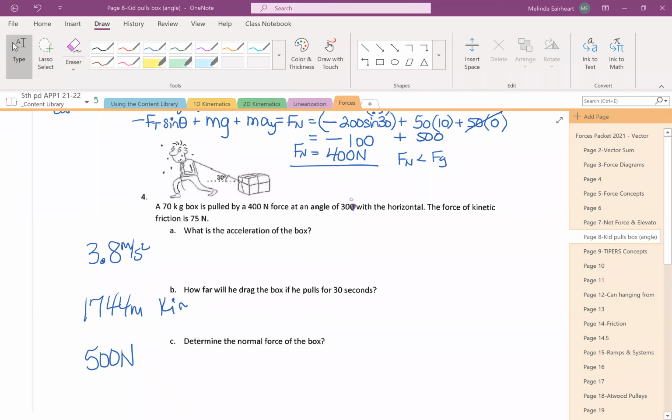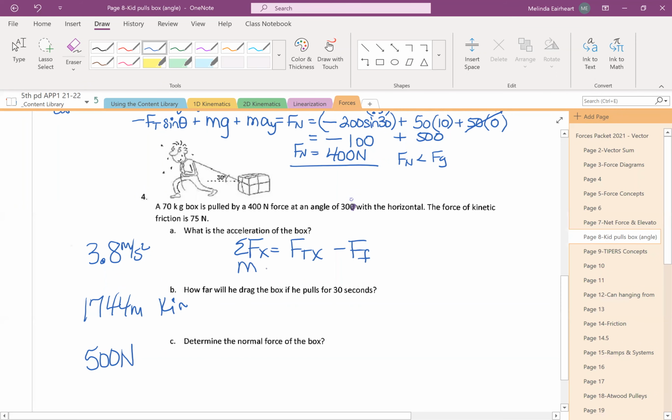So for part A, the diagram looks the same as it did above, right? Your FNet statements are actually the same as they were above, except you're not going to zero out AX, FNet X. And so your FNet X statement would be that forward tension X component minus the frictional force. FNet equals MA X.